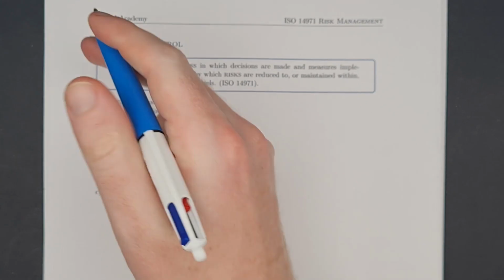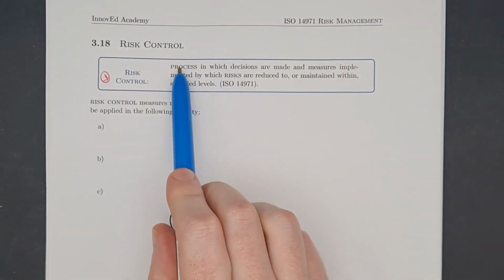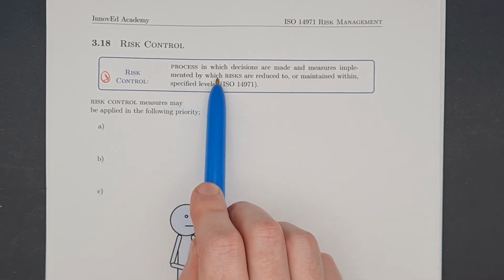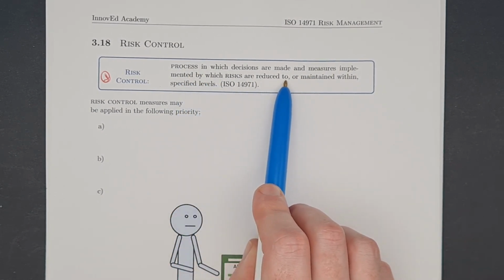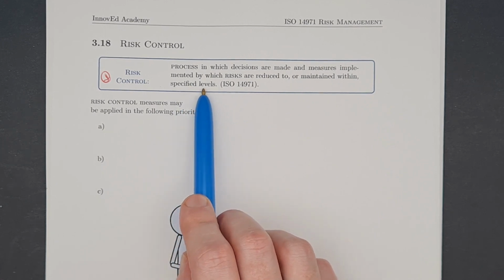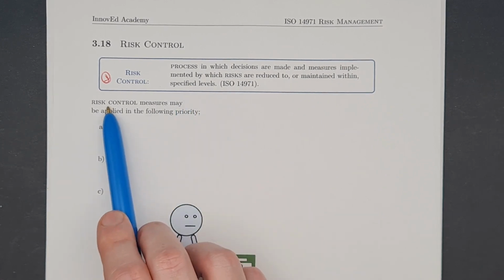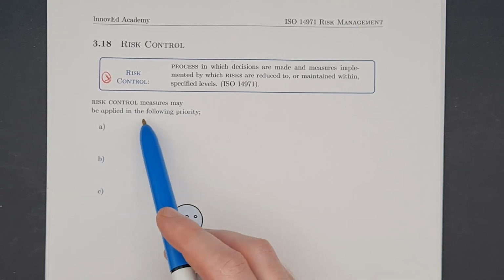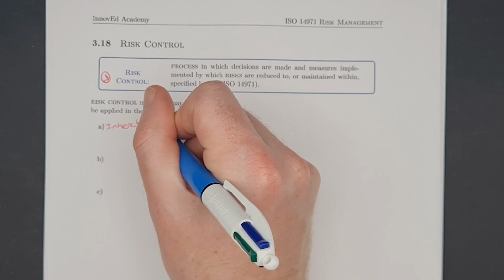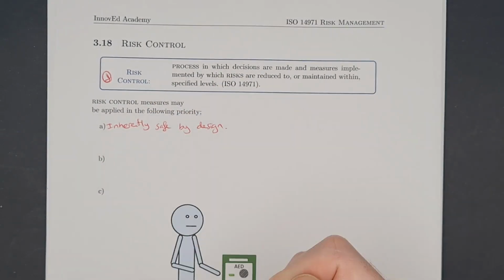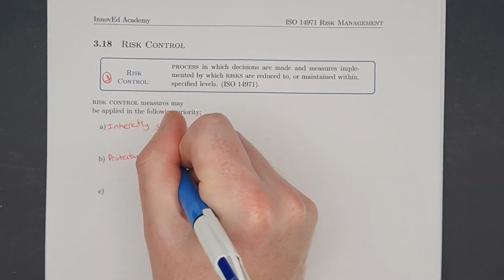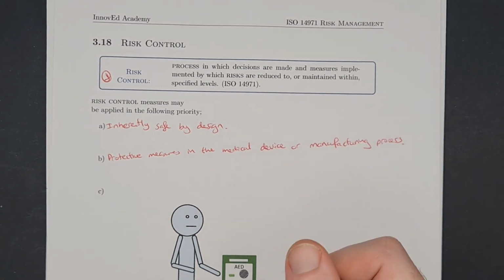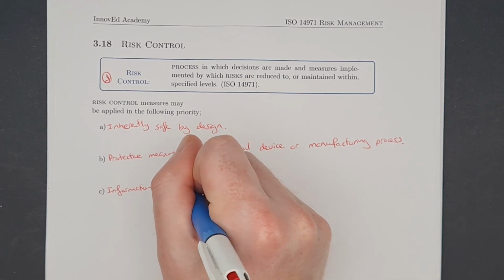So, risk control is defined within the standard as the process in which decisions are made and measures are implemented by which risks are reduced to or maintained within specified levels. And when we talk about risk controls, we say that risk control measures may be applied in the following priority. The first one here is inherently safe by design. The second one is protective measures in the medical device or in the manufacturing process. And the last one is information for safety and where appropriate training.